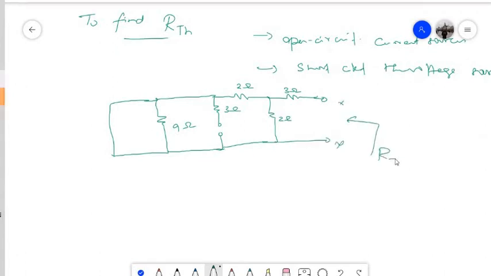You need to find the equivalent resistance when you look from this particular terminal. So what is it actually? This has been short circuited, so it will be eliminated from the circuit. So ultimately we have 3 ohm, 2 ohm, 2 ohm.